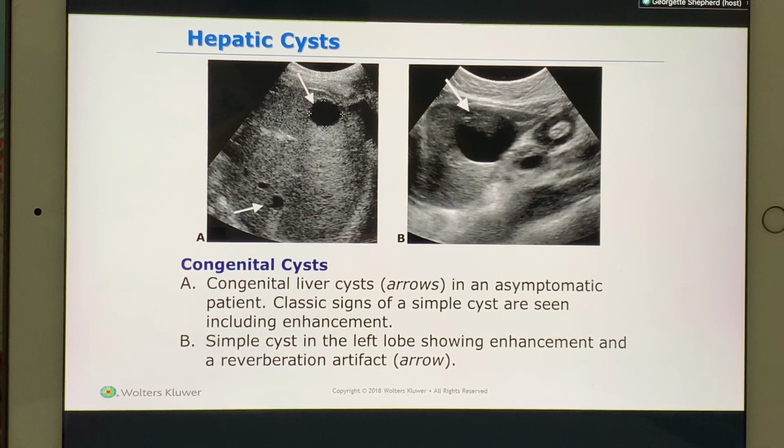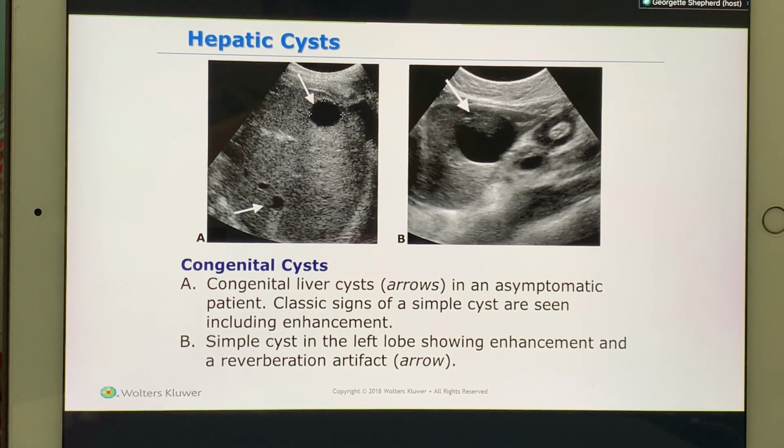The one on B is also a simple cyst. What the arrow is pointing to is a reverberation artifact, and the only way to get away from that is to change the angle of your hand on how you're hitting the organ with the ultrasound. Sometimes it can't be helped, and you would use your TGC to get rid of that.